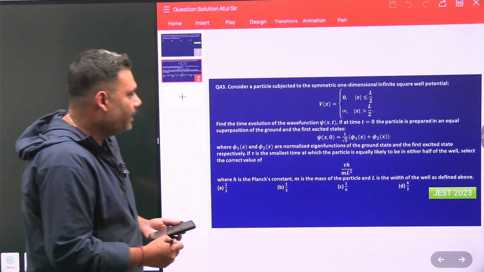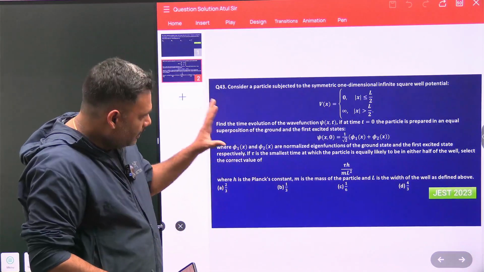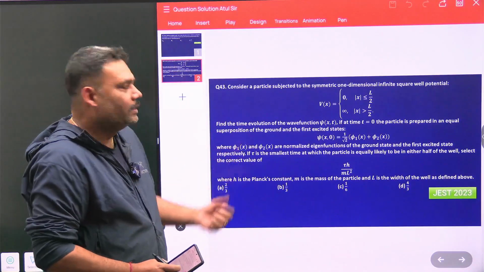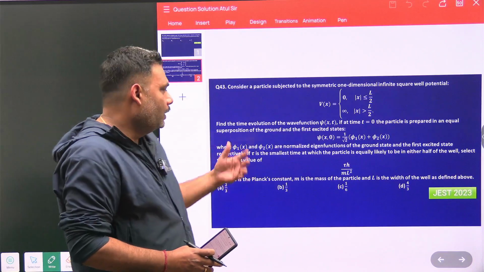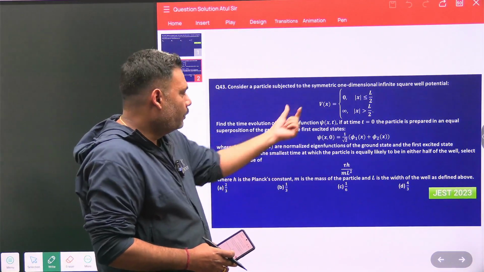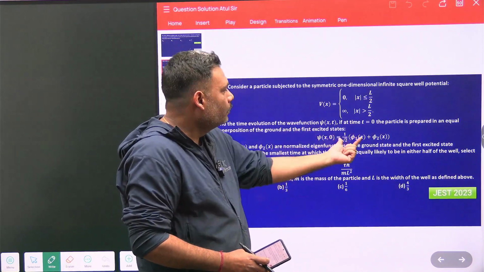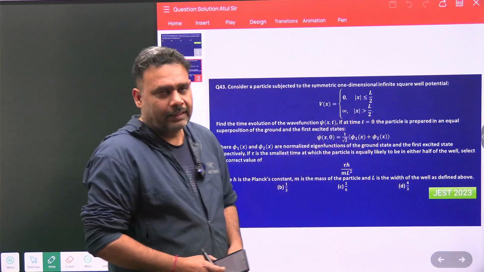Hello students, so let's try to solve this particular problem. This is from quantum mechanics and particle in a box. The system is basically a particle in a box, but we have to talk about the time evolution of probability density. So the potential is given and the wave function at t equal to 0 is given, that is a superposition of the ground state and the first excited state.